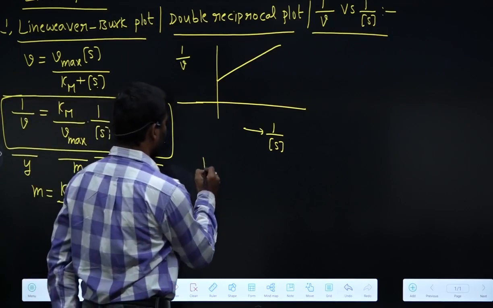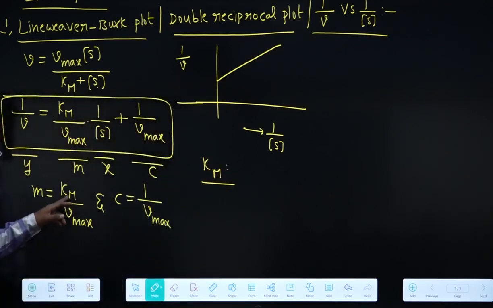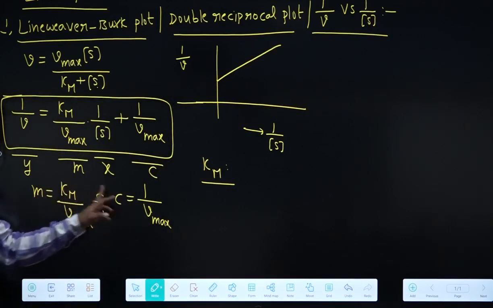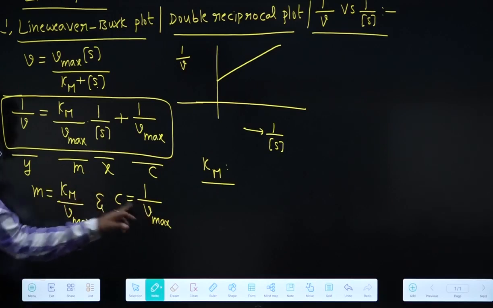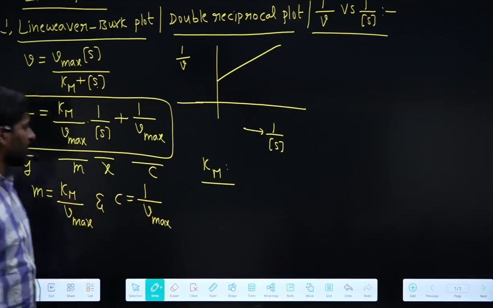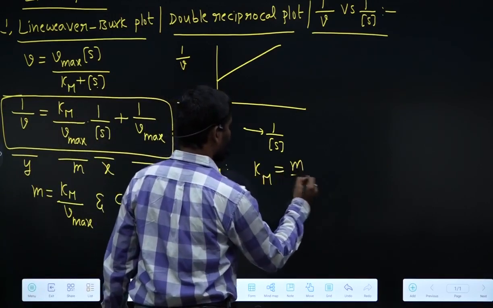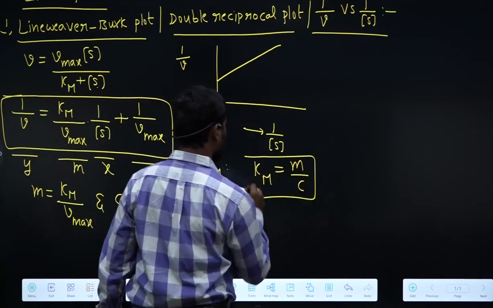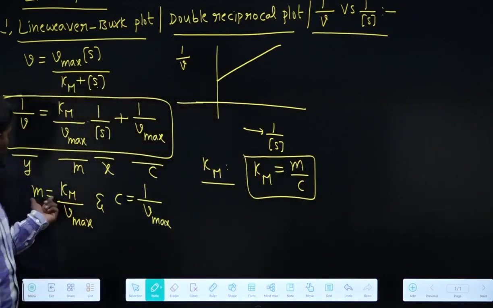How to get Km? Km is nothing but slope by intercept. If you do slope by intercept, what happens? V max gets cancelled, and we get Km. So the Michaelis-Menten constant is nothing but slope by intercept.